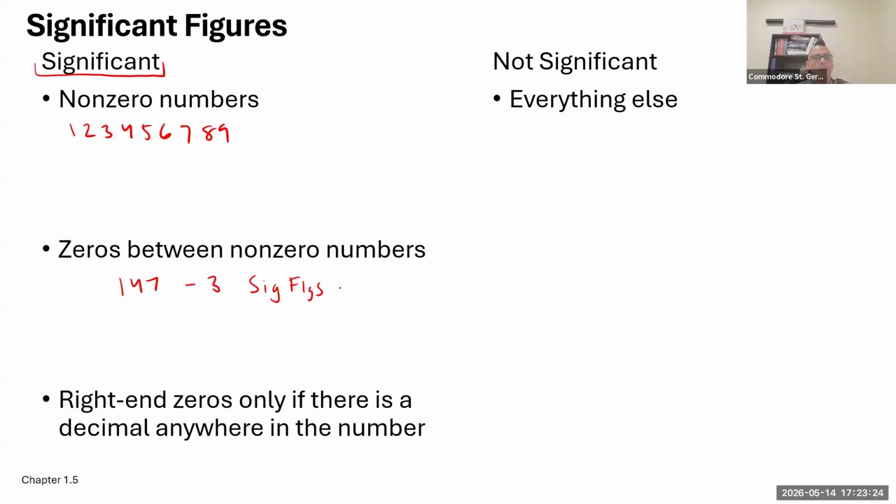And I might just abbreviate it as SF, right? But what about here? What about if it was 1407, right? If you look at the non-zero numbers, there's 1, 2, and 3, but then we have this 0 between the non-zero numbers, which is 4. So we have 4 sig figs now.